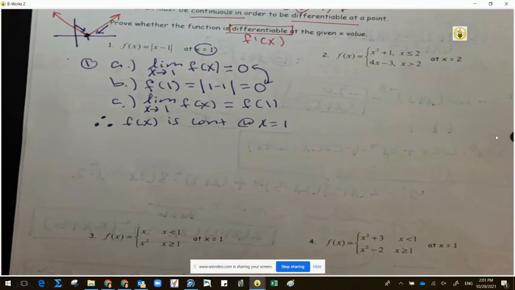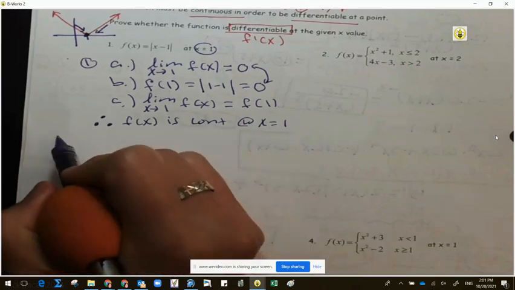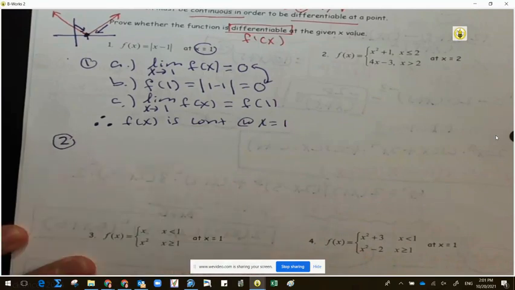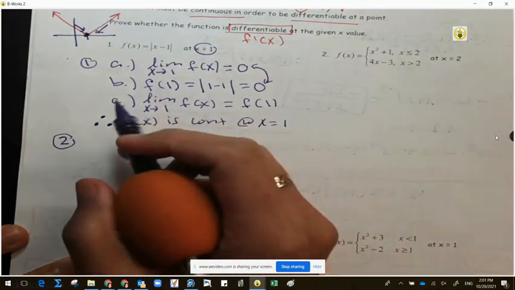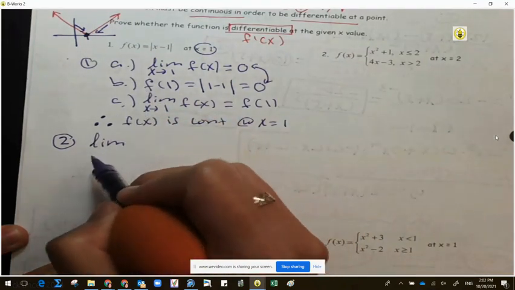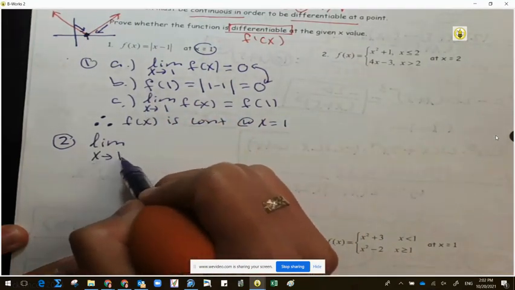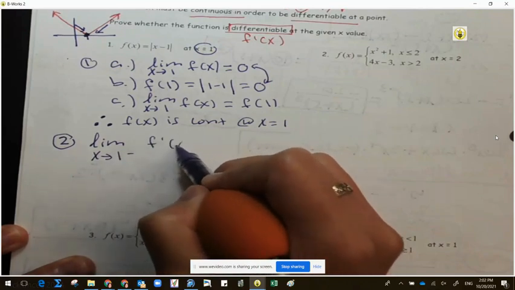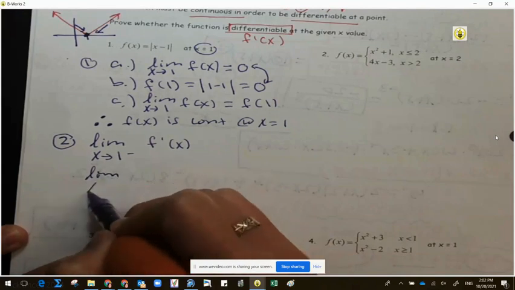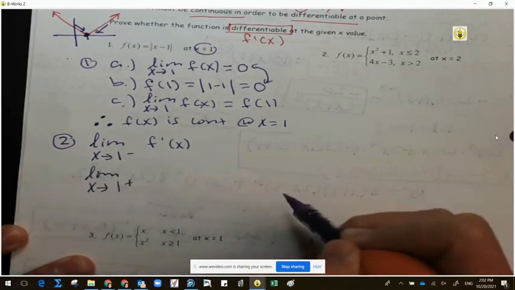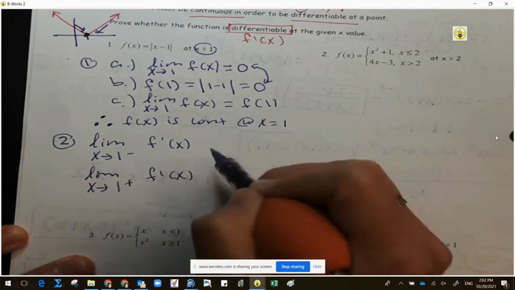So if it is continuous, we have to look and see, is it differentiable? Meaning, can we find the slope at that point? So here's our second portion. And when something is differentiable, it means, can you find the slope? So I want to write out, what is the limit as x approaches 1 from the left of the slope? And what is the limit as x approaches 1 from the right of the slope?